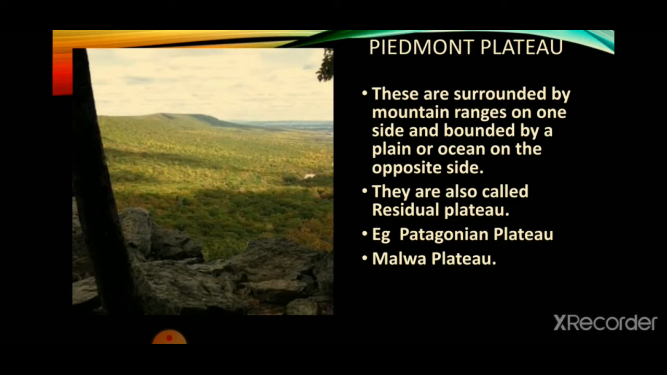And they are usually seen as plateaus formed at the foot of a hill. They are also called a residual plateau because people live there. It is a good place to live, and on such plateaus we can do agricultural activities. It's not like any other plateau. We can make houses there, we can stay there, we can live there. So it is also called a residual plateau.